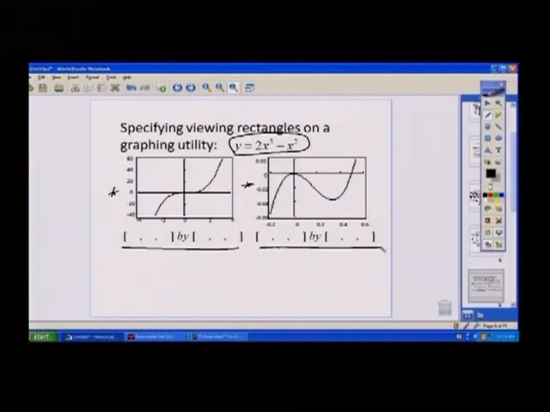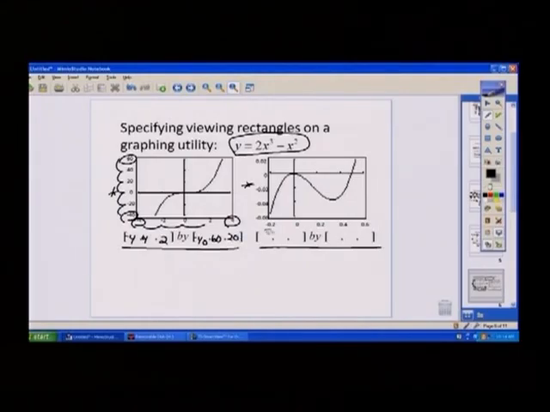Okay, so let's just double check. The x-axis here went from -4 to +4, and it looks like it's going up by 2s. And in the y direction, it is from -40 to 60, and here the intervals are going by 20s. So that is how you would express the size of the viewing window.